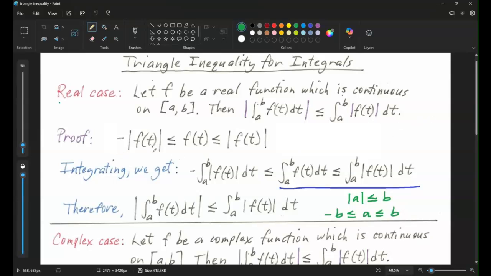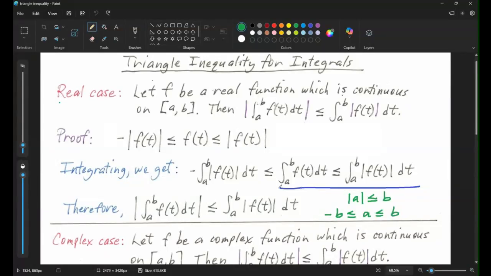So the real case is very straightforward to prove. We're going to start with this and take it as true. If this is 0, then you have equality all the way through. If this is positive, then it's equal to its own absolute value and greater than the negative of its absolute value. And if it's negative, then it's going to be less than its absolute value and equal to the negative of its absolute value. So we're taking this as true, and all we're going to do now is integrate all the way through, and we get this.